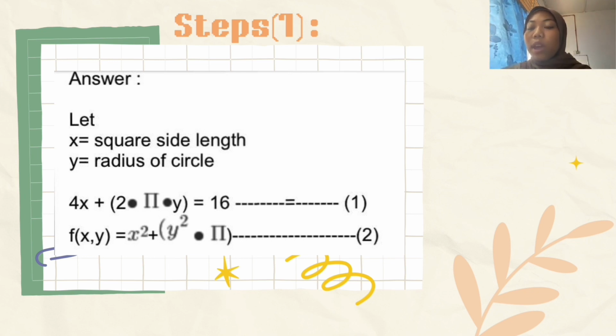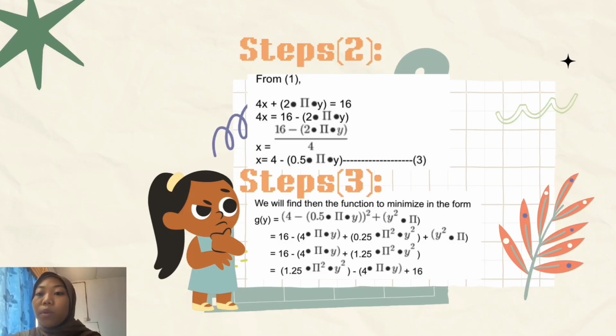We can get equation 1 from the perimeter: 4x plus 2 pi y equals 16, and equation 2 from f(x,y) equals x squared plus y squared pi. Step 2, we solve for x from equation 1, 4x plus 2 pi y equals 16. We get x equals 4 minus 0.5 pi y.